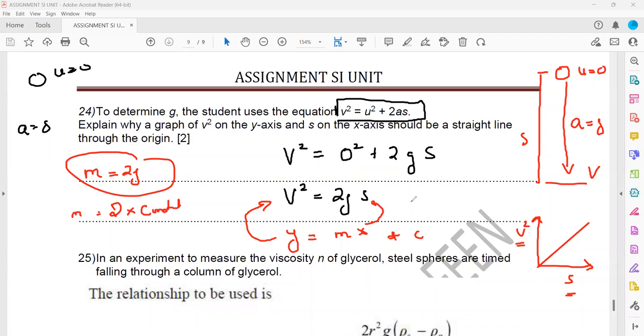And how do we know it is starting from the origin? You can see there is no y-intercept, or the y-intercept is equal to 0. So the gradient is constant and the y-intercept is 0. That's why it will always be a straight line passing through the origin when an object is dropped from a certain height.